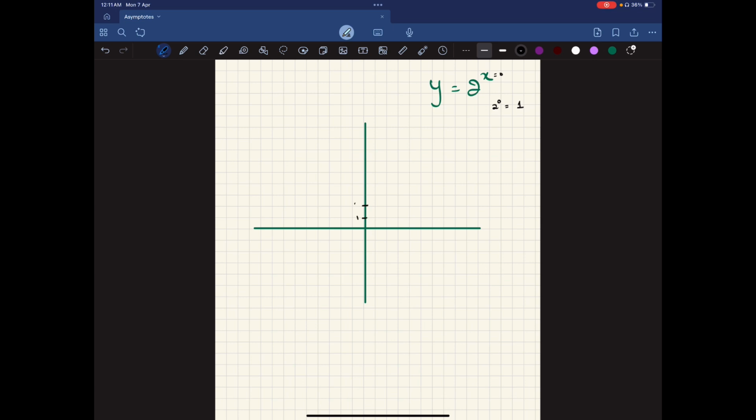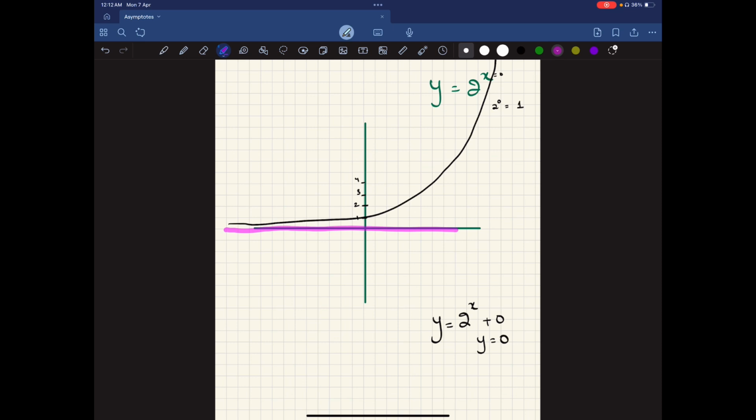1, 2, 3, 4, and so on and so forth. So basically, our asymptote is going to be y is equals to 0. Okay, because it is 2 raised to the power x, what is being added or subtracted? 0. So our asymptote is going to be y is equals to 0. Let's highlight that. This is your horizontal asymptote for this exponential function.